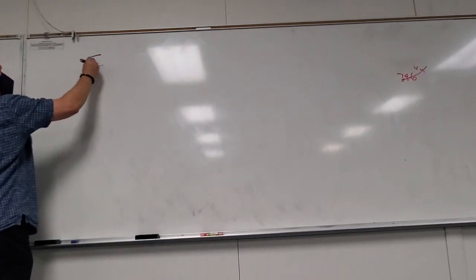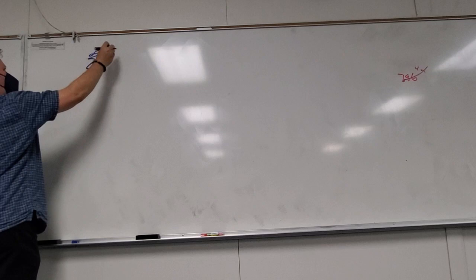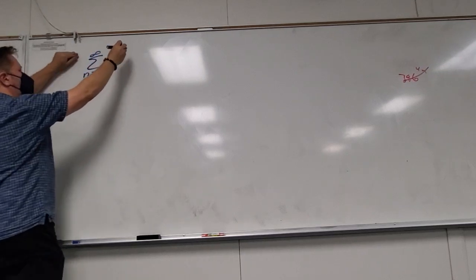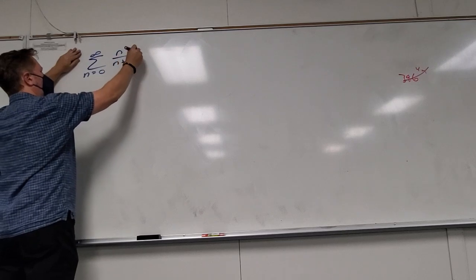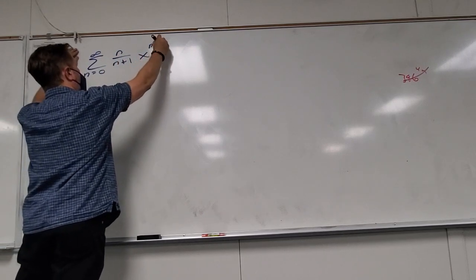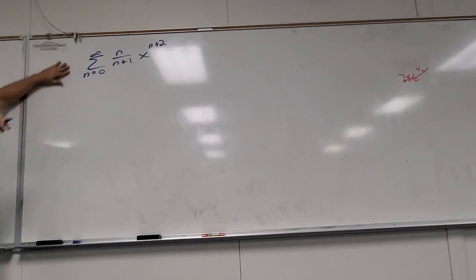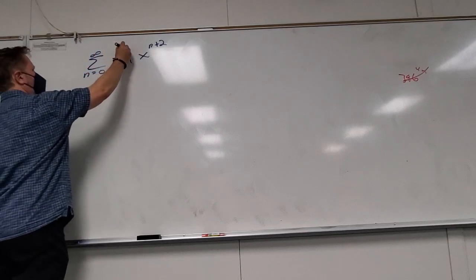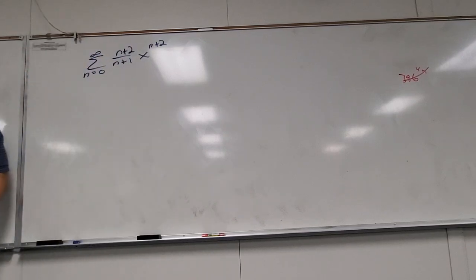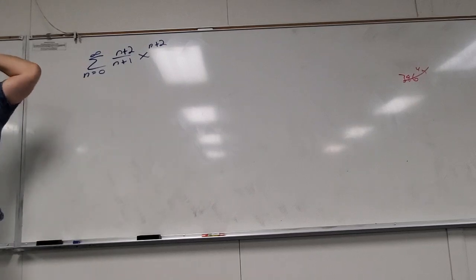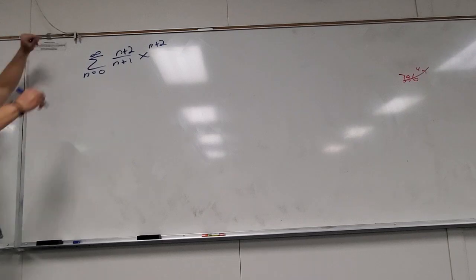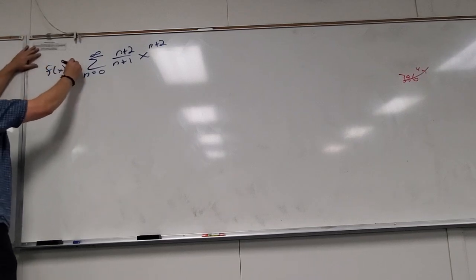So if I have this series here, what you got, Jeff? Let's make this n plus 2 on top. Sure, I like it. So make it n plus 2 over n plus 1. I just don't want this first term to be 0. So that is my f of x.